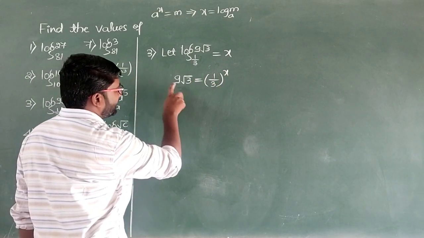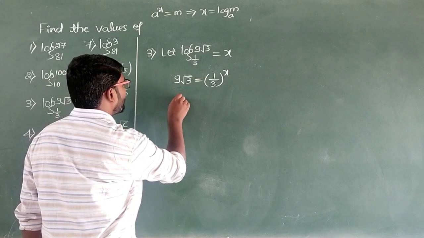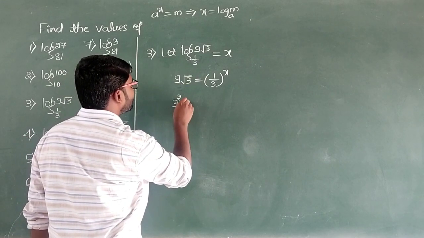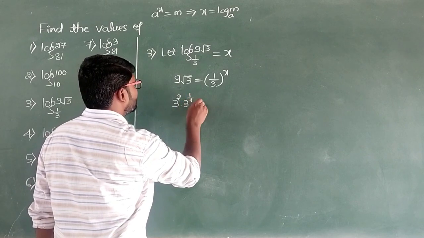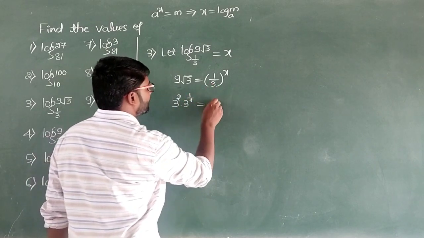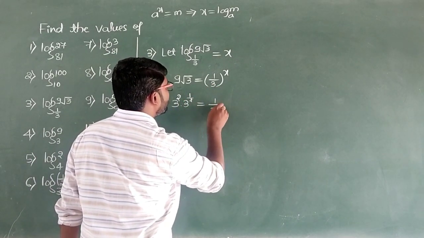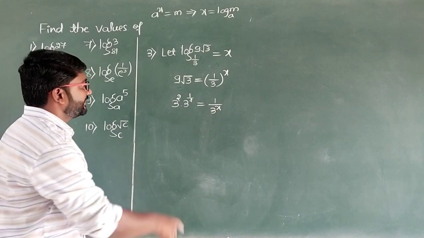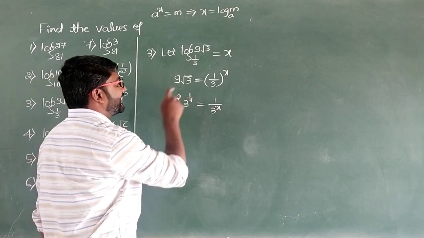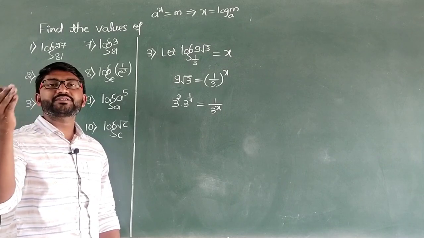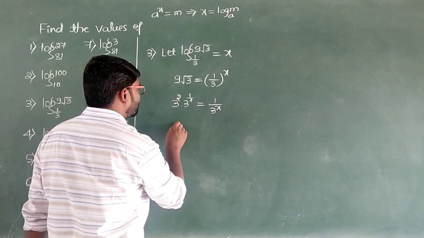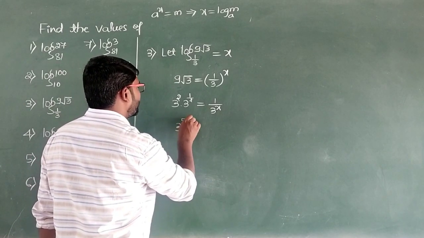So now 9 can be written as 3 square. And then here root 3 is nothing but 3 raised to 1 by 2. So we get 1 by 3 power x. So here a raised to m into a raised to n, we get 3 raised to 2 plus 1 by 2. That is nothing but 5 by 2. 3 to the power 5 by 2.